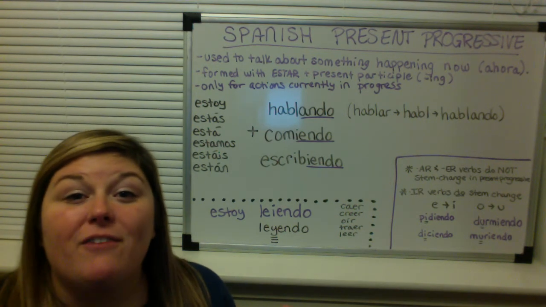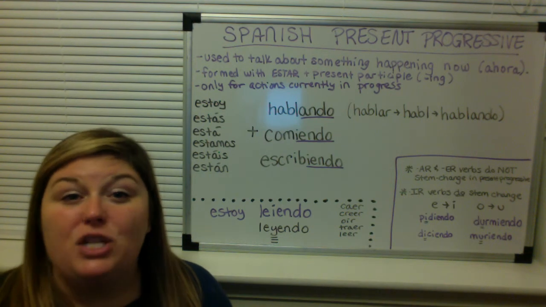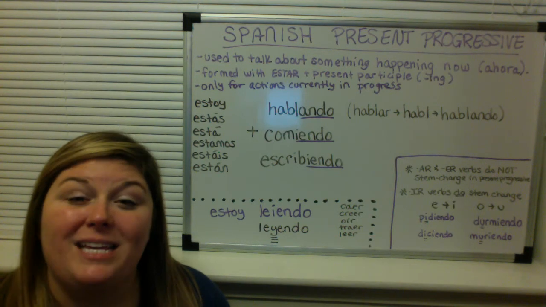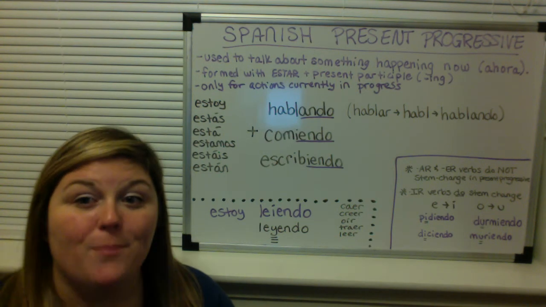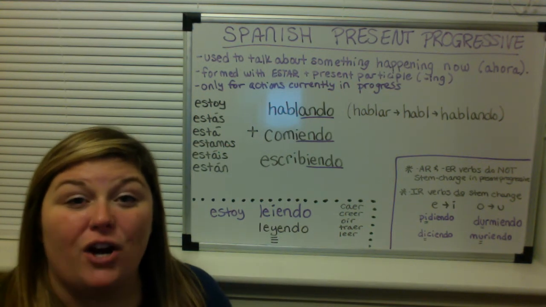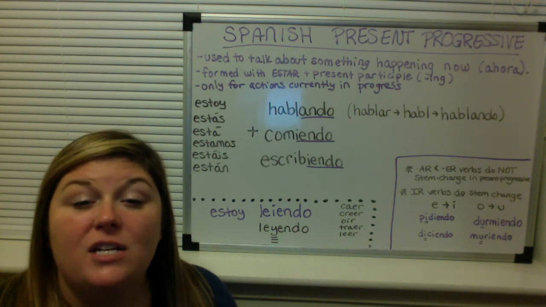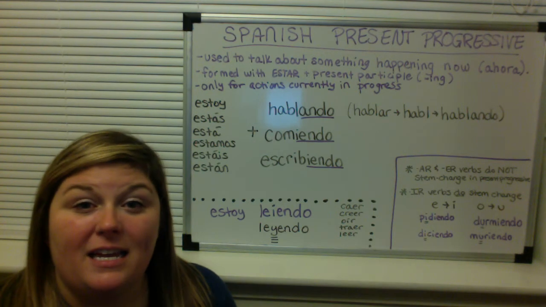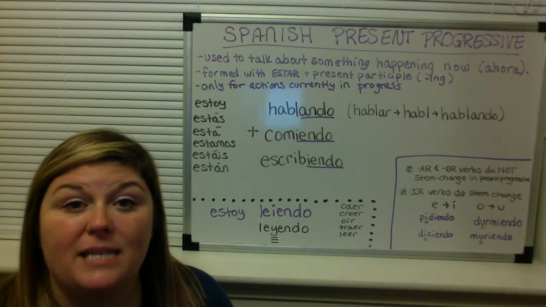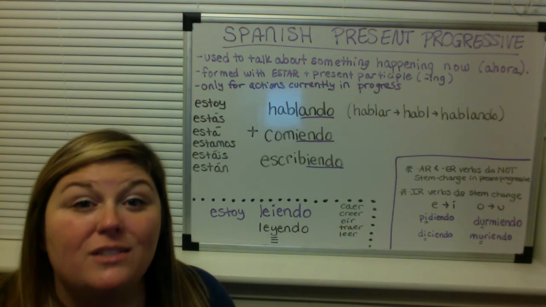Now, we do have a couple of situations that we need to talk about. We have some stem changing verbs with the present progressive, and we also have a couple of unique exceptions as well. So let's talk about those now. One thing to mention is that AR and ER verbs do not stem change in the present progressive. So even though we've been studying stem changing verbs, we're not going to stem change AR and ER verbs in the present progressive. So that's good. IR verbs, however, will stem change.